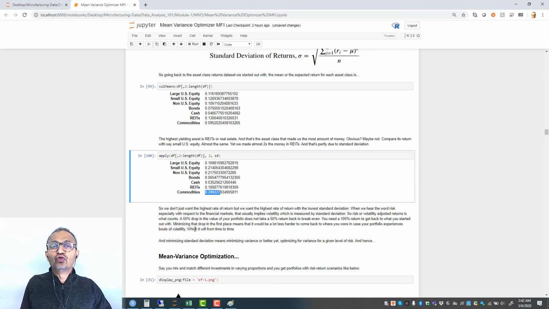And first of all, you never lose money until you sell, and you don't design a portfolio which you are going to sell. So there is a little bit of a behavioral component in terms of how you react to different market events. And minimizing standard deviation means minimizing variance, or better yet, optimizing for variance for a given level of risk. And hence we are going to get into mean variance optimization.